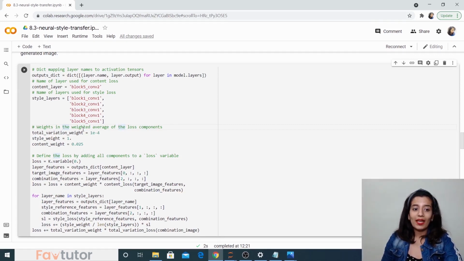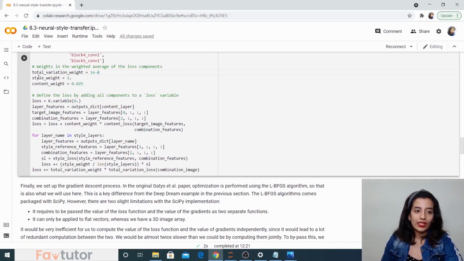Next, you can observe that I am giving some weights, the weighted average of all these loss components. Here you can see the total variation weight. As I already mentioned, we need to provide some weight in order to minimize the loss. So give some weight so that your image won't be that blurry.